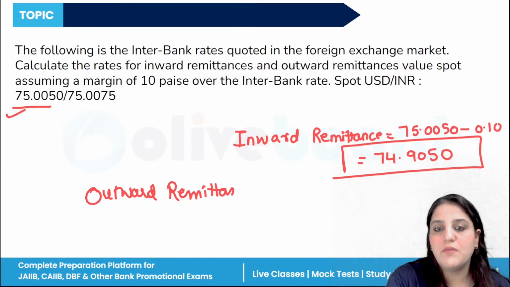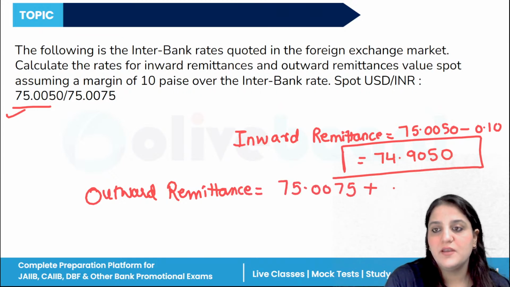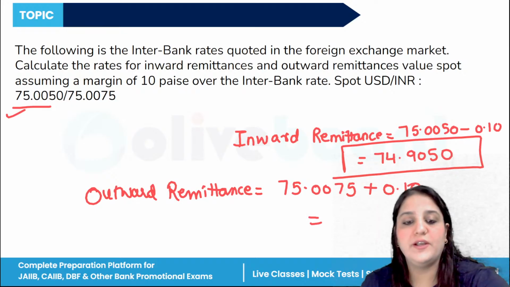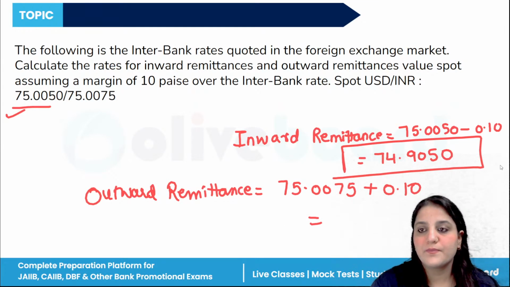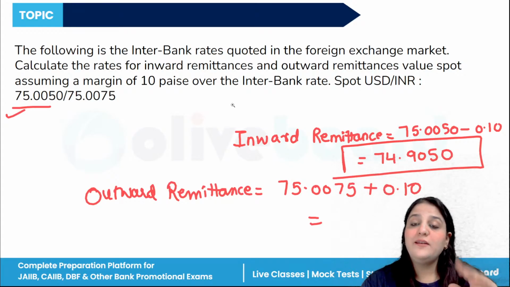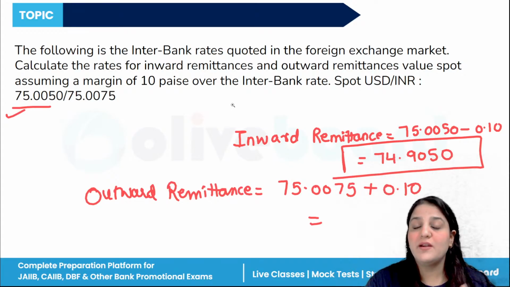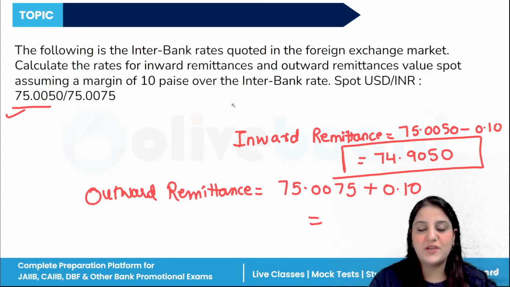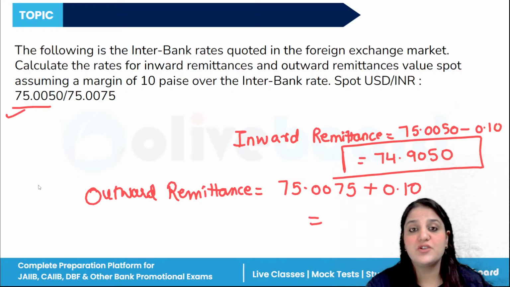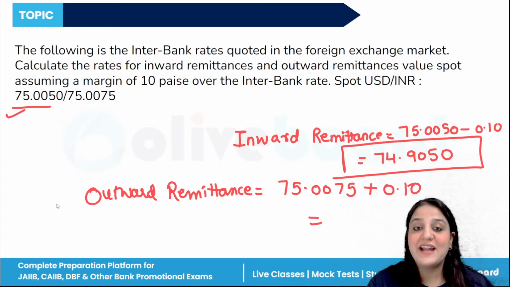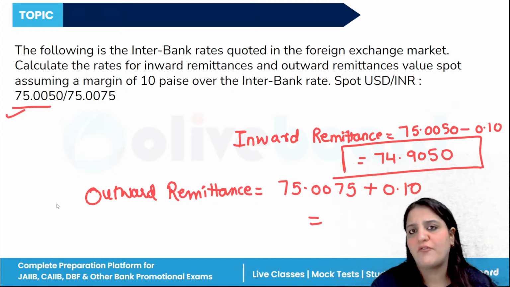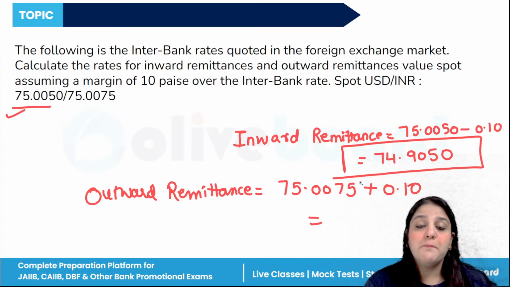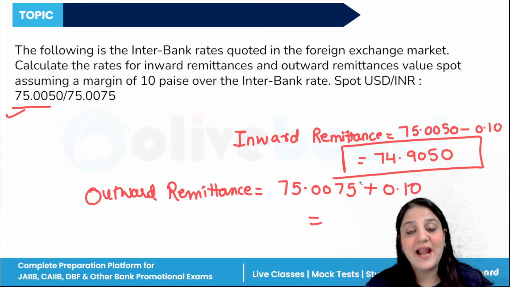So this is the rate for inward remittance, and if we want to calculate for the outward remittance, just add the margin, which is 75.0075 plus 0.10 paise. We know that the bank sells US dollar to the customer and uses the ask rate. In the inward situation the bank is buying, that means it reduces the rate by the margin to increase its profit. But in the case of selling, the bank adds the margin.